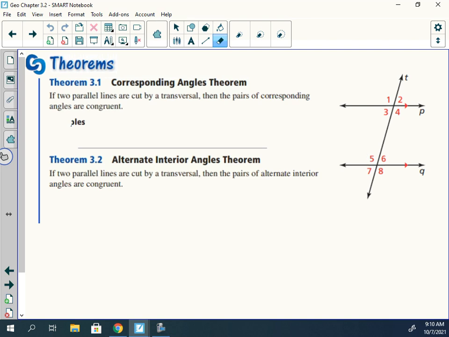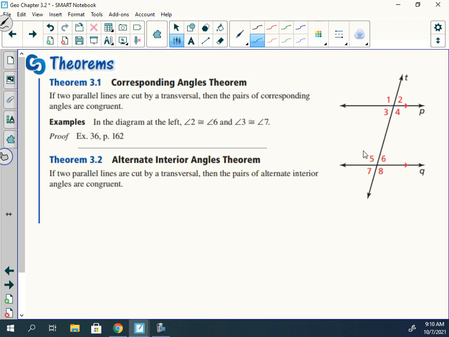They're going to be congruent. So you don't have to write this down, or you can just write down that 2 and 6 are congruent, and 3 and 7. Since 2 and 6 are corresponding angles and the lines are parallel, it means that those two angles are congruent. They're the exact same. The same thing can be said about 3 and 7. Those are the exact same angles.